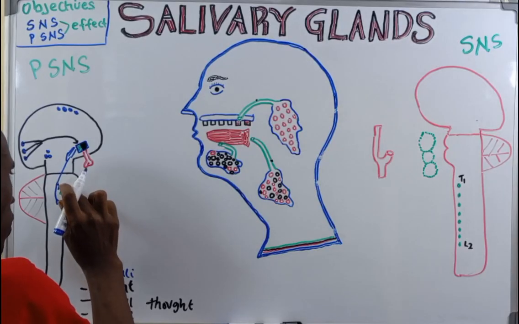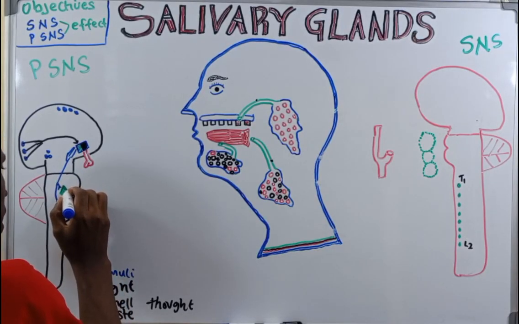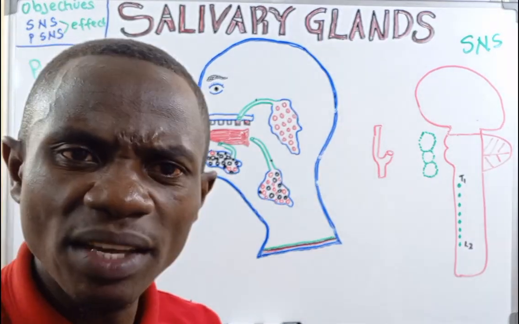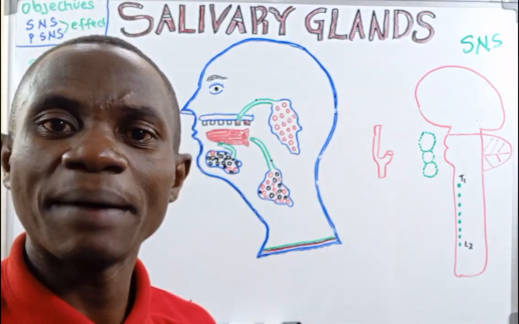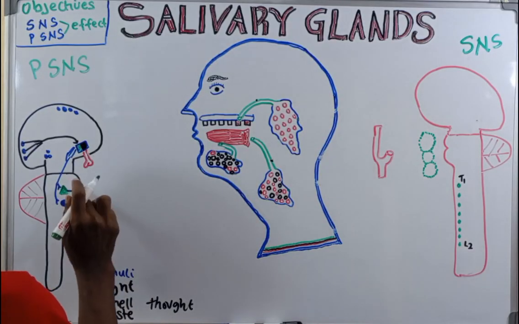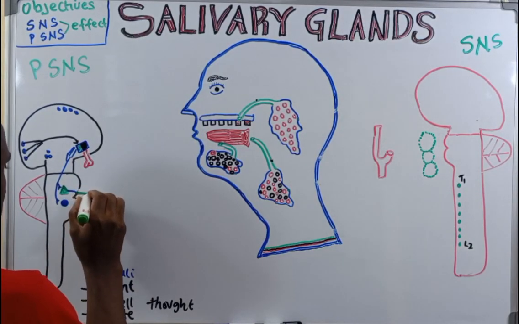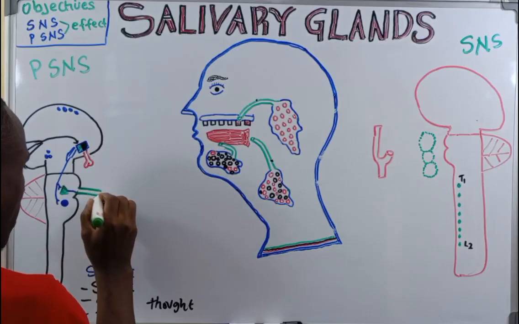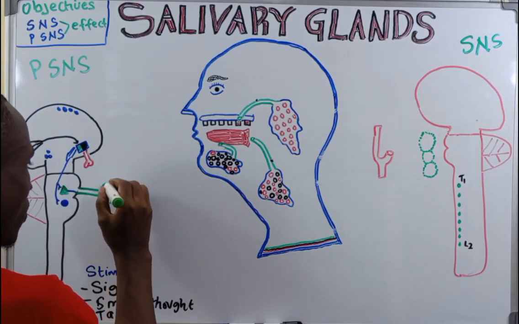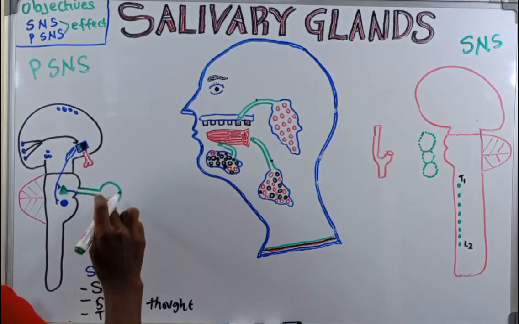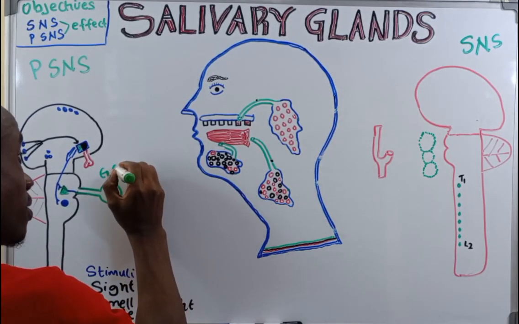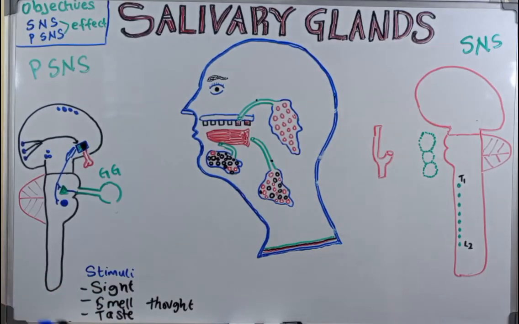Now, the superior salivatory nucleus is going to be giving off fibers. These fibers are going to be running with what we call cranial nerve number 7. So now we are going to be having here cranial nerve number 7, and as it moves, it is going to be having this sensory ganglion, which is what we call the geniculate ganglion. Okay, it is a sensory ganglion.